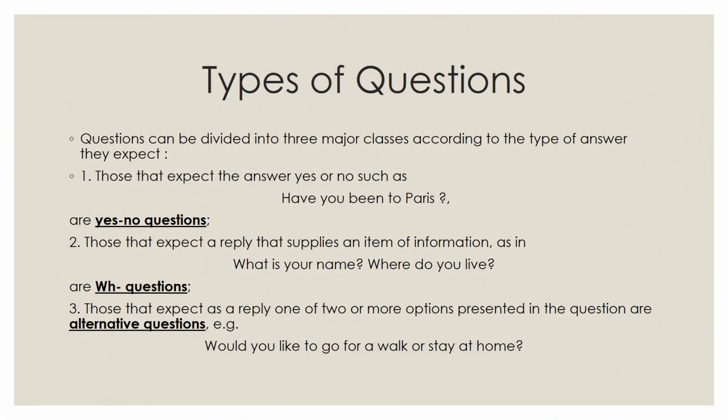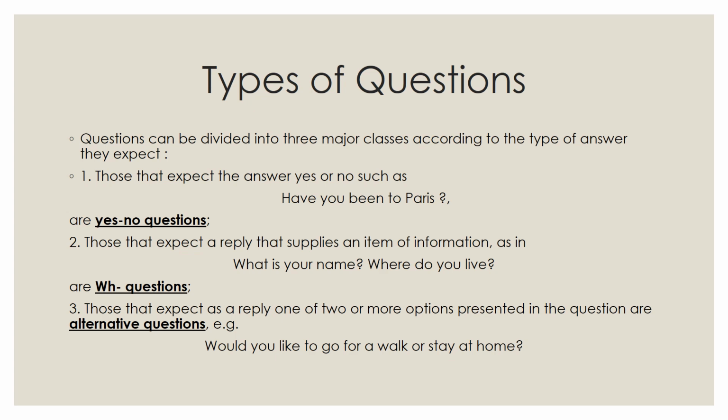Questions can be divided into three major classes according to the type of answer they expect. So we ask questions in order to get an answer, and the answers we are going for are going to be different in structure. Accordingly, according to the type of structure that we expect to get for our questions, we are going to have different types of questions. And in fact, there are only three types.